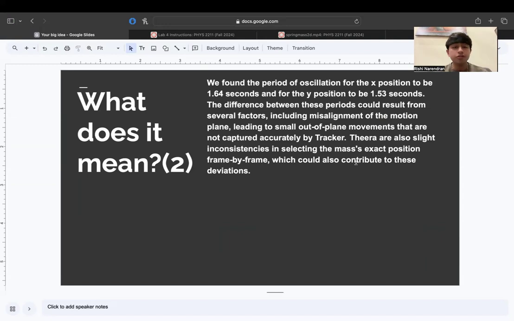I hope I answered all of your questions. I just want to note that some errors for the lab could be the fact that we don't have enough data points to create a cohesive graph of the oscillations. There's also some noise that we aren't accounting for that experimental data has. And as I talked about, Tracker's not perfect, Tracker's not ideal. That concludes my lab. Thank you guys.